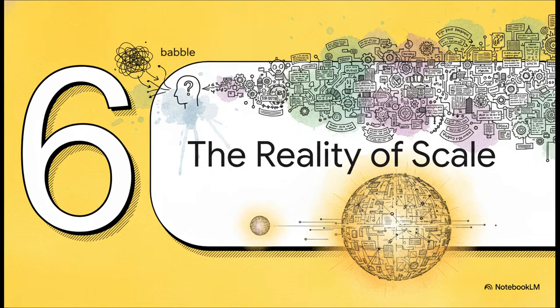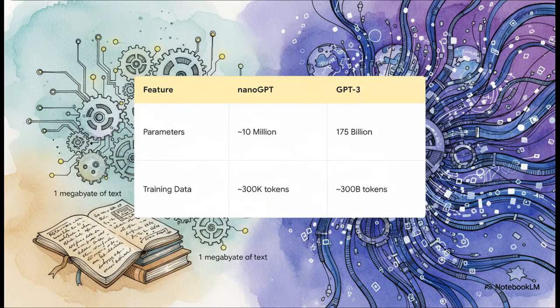So here's the big question. If our model still just babbles, why can ChatGPT write complex essays? The answer isn't some secret, magical new algorithm. It's about one thing and one thing only: scale. Let's just put this into perspective for a second.